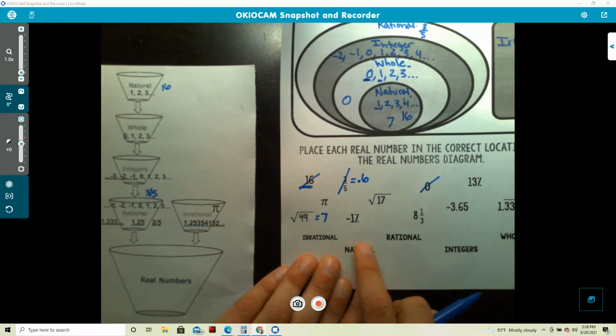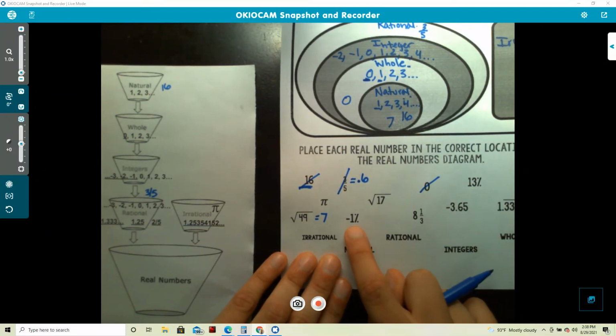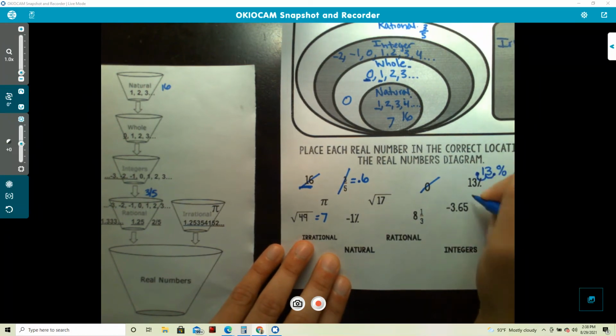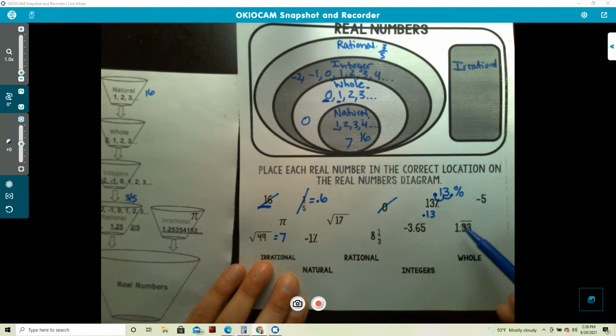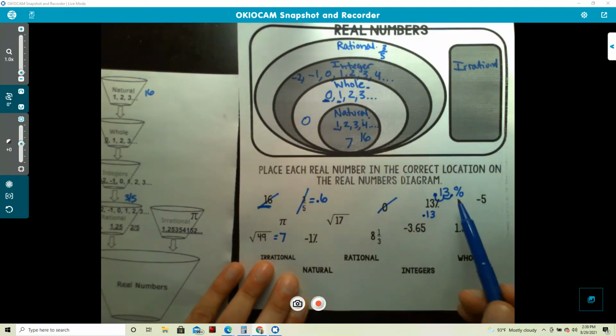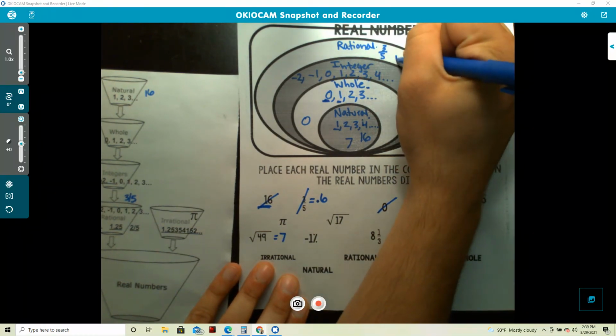All right, be careful with your percentages. Remember I said you have to convert them to decimal first. So if you have 13%, you got to move that 2 decimal spots over, so you get 0.13. So 0.13, it's not natural, it's not whole, it's not integer. It has to be rational because it's not repeating, and it terminates. So 13% would be up here.